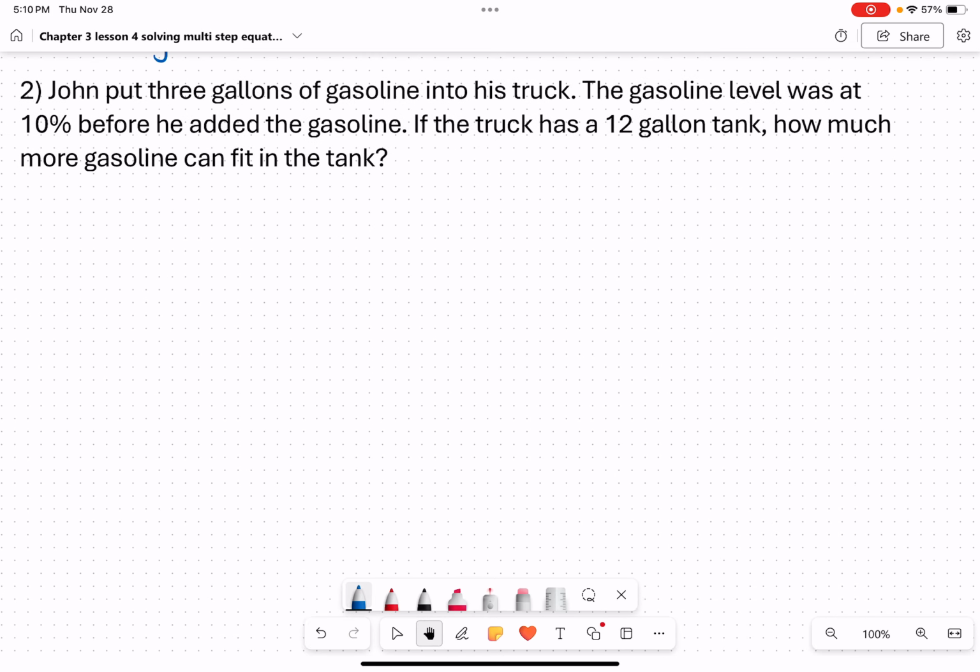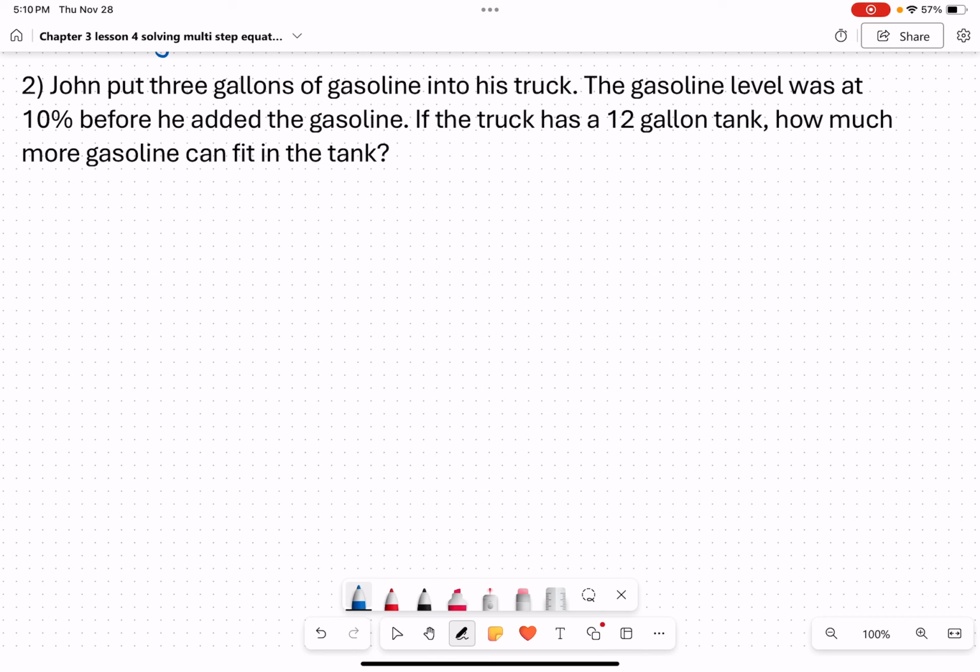John put 3 gallons of gasoline into his truck. The gasoline level was at 10% before he added the gasoline. If the truck has a 12-gallon tank, how much more gasoline can fit in the tank? All right, so the first thing is that he ended up putting 3 gallons of gasoline into his truck. But before he added it, there was 10% already in the truck. And the truck can hold a 12-gallon tank. That means that 10% of the 12 gallons was already there before he added 3 gallons.